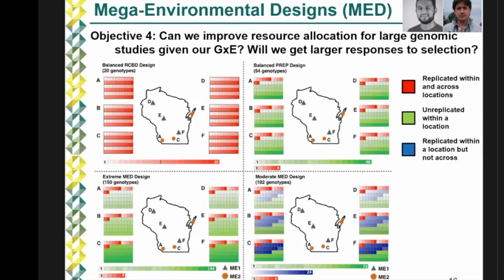And so what we work on, this graduate student, Pablo Gonzalez, and another collaborator, Luis Diaz, we're working on how do we improve this resource allocation within and among locations so that with the same resources, we can evaluate more lines or have a better response to selection.